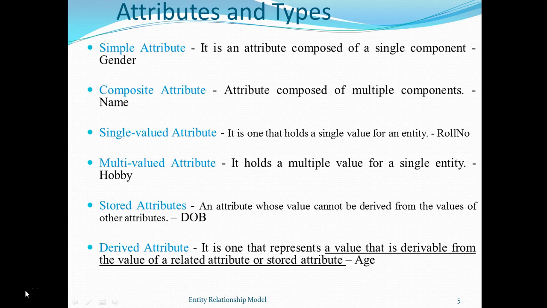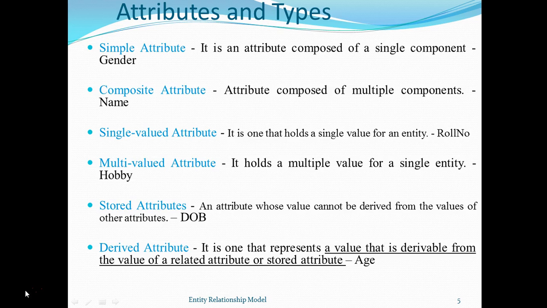Now to understand single valued and multi-valued, if I ask any student what is their roll number, then he or she will only have a single roll number. He cannot have two roll numbers. But when I ask about his or her hobby, he may answer with several hobbies, maybe sleeping, reading, playing, traveling, driving. So it can have multiple values. So hobby is a multi-valued attribute, roll number is a single valued attribute.